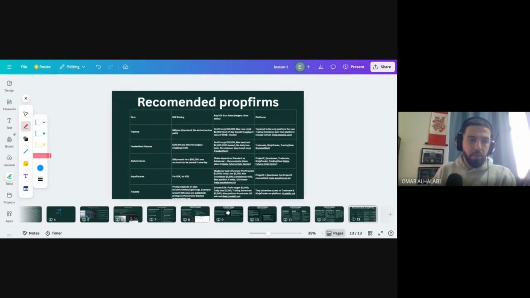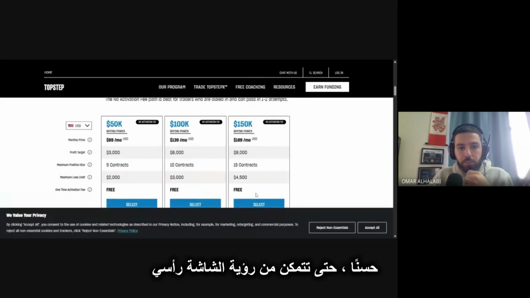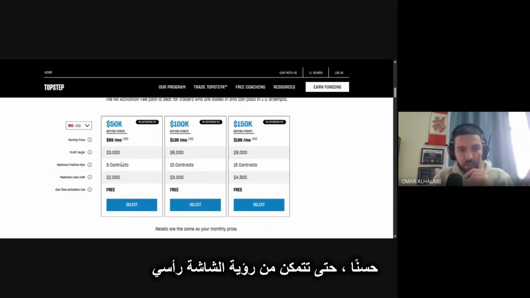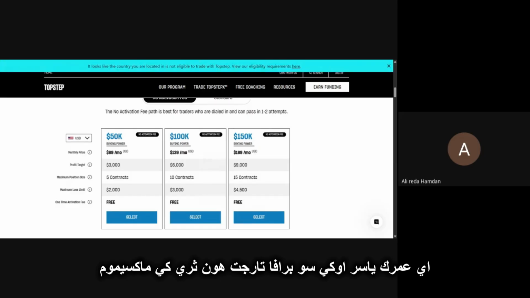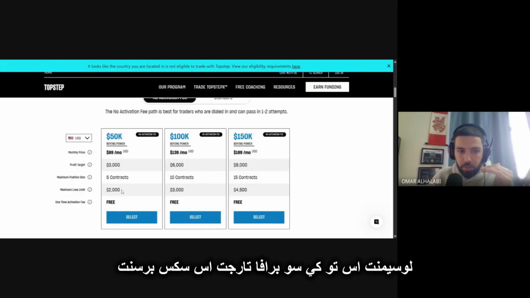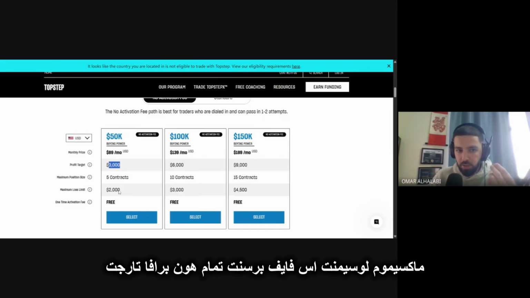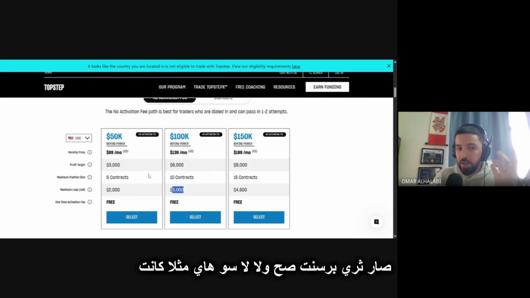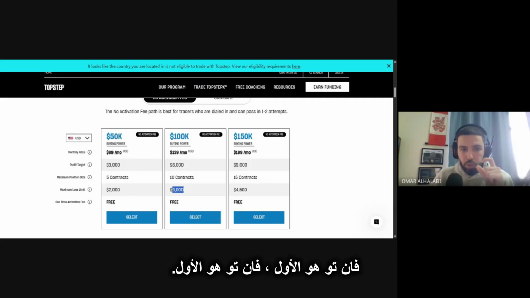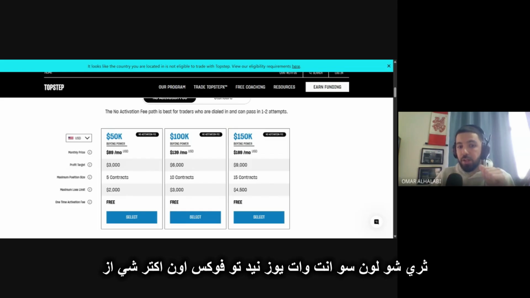Okay, TopStep. So you can see the screen? Yes, I can see it. Beautiful. Okay, so the profit target is 3K and the maximum loss limit is 2K. So the profit target is 6% and the max loss limit is 5%. Here the profit target is still 6%, but the max loss limit became 3%. So this one was 1 to almost 1, 6 to 5. Here it became 6 to 3.